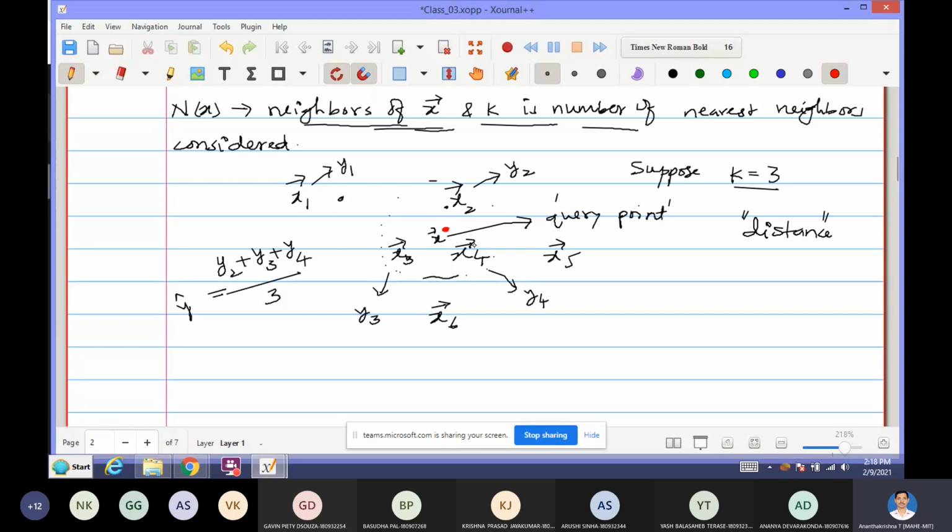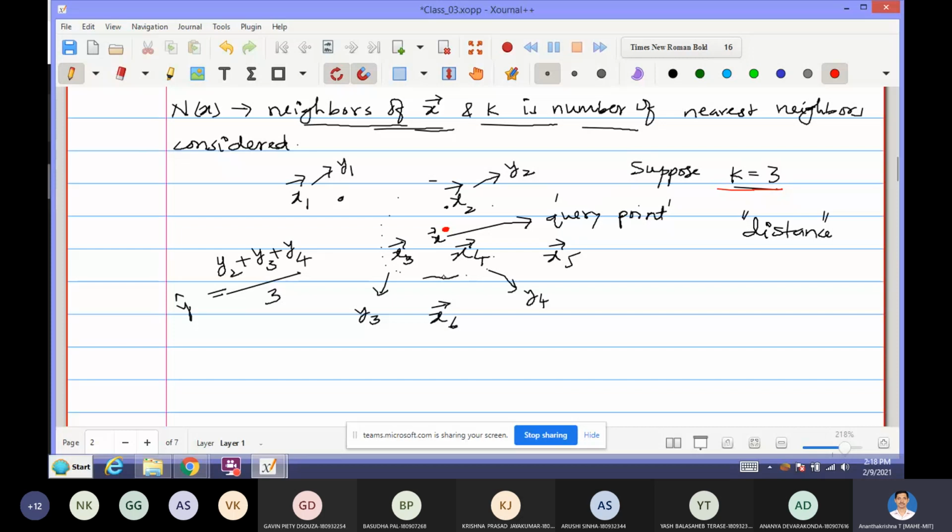So what we do in KNN is we find the nearest neighbors. Suppose that k is equal to 3. We have considered k equal to 3, so we know the outputs corresponding to those 3 nearest neighbors. Here it happens that the data points x2, x3 and x4 are nearer to the query point x compared to the others. So we consider x2, x3, and x4 as the three neighbors, and the corresponding outputs are y2, y3, and y4.